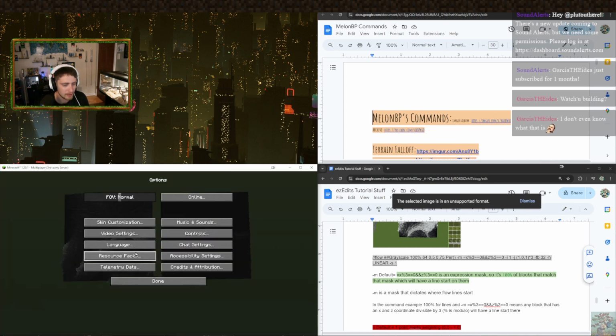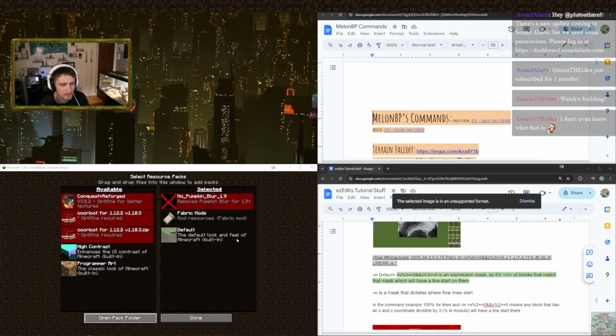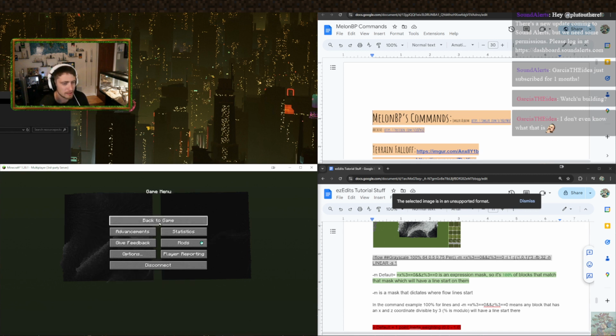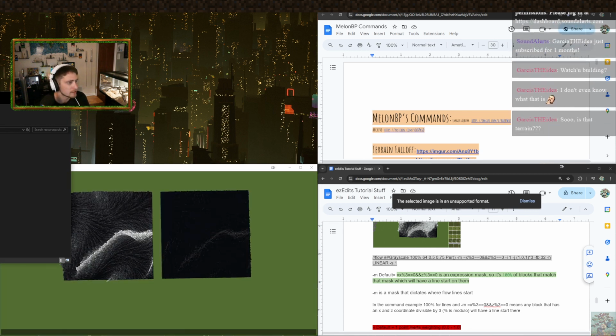Okay, let me grab options, resource packs. Still the easiest way to get to the Minecraft folder from Minecraft, which is just a big sigh to me, but whatever. I'll complain about it till the cows come home, but it's not gonna change anything.